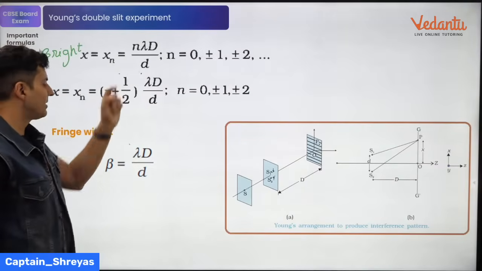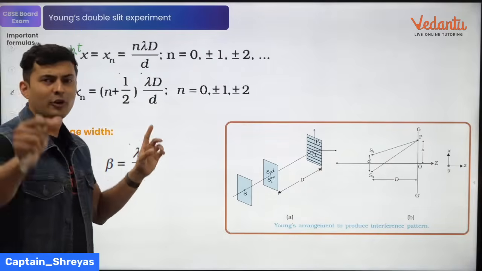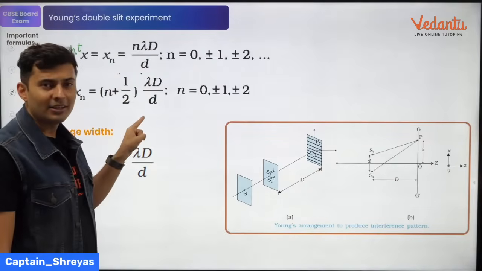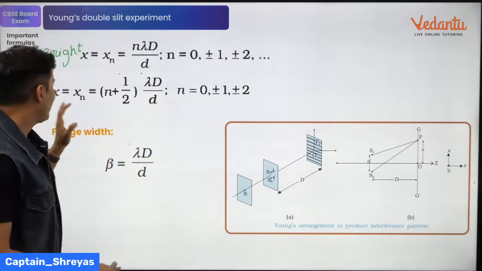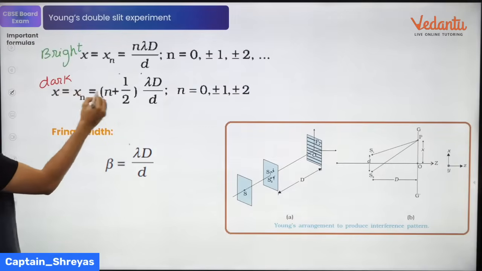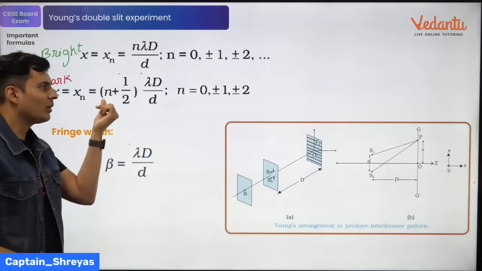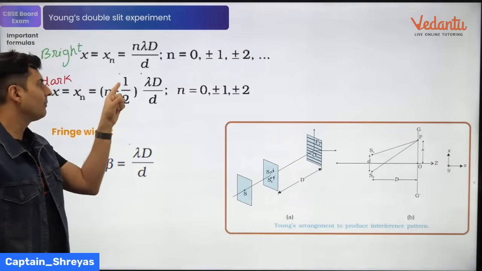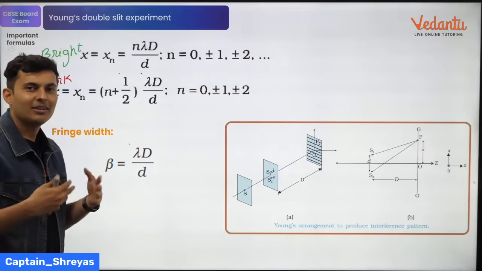You use n times lambda D by d, where n is any integer. The first bright fringe is 1 lambda D by d, the fifth bright fringe is 5 lambda D by d. Whereas for dark fringes, use this formula: n plus half, lambda D by d. Same thing over here. So the first dark fringe is 1 plus half lambda D by d. That's how you can find the dark fringes.